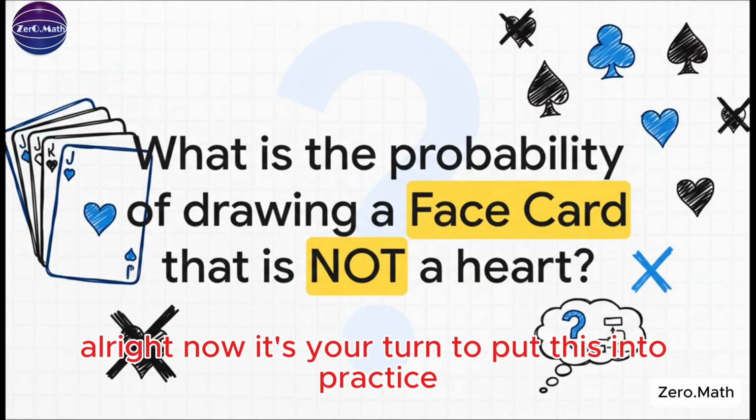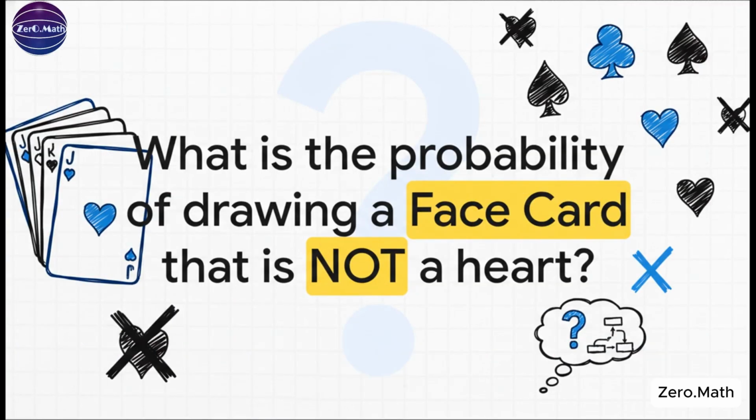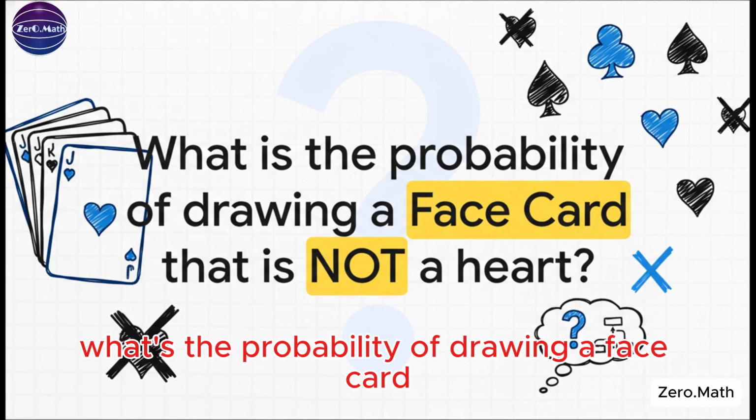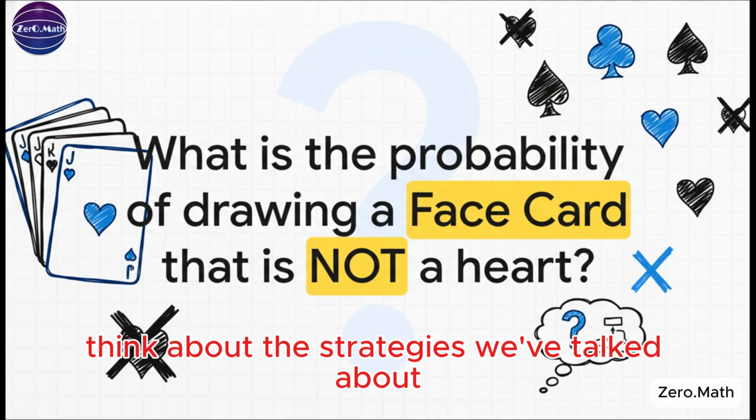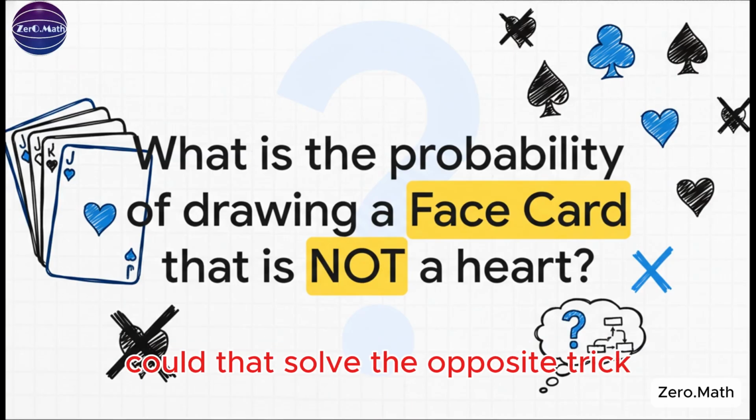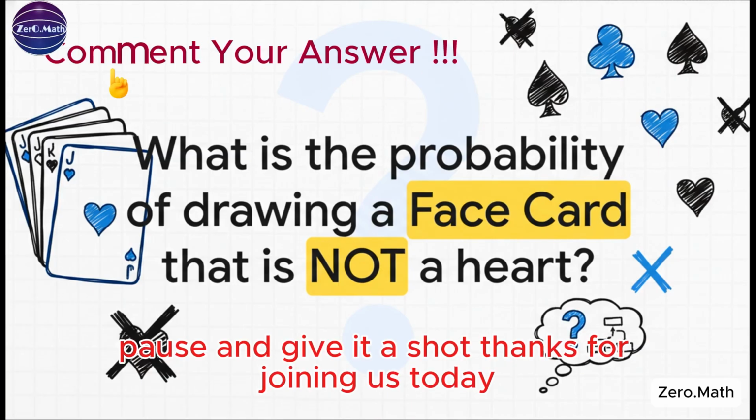All right, now it's your turn to put this into practice. What's the probability of drawing a face card, that's a jack, queen, or king, that is not a heart? Think about the strategies we've talked about. Could that solve the opposite trick help you out here too? Pause and give it a shot.